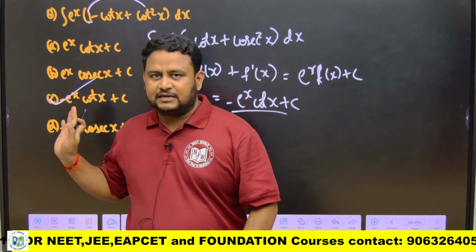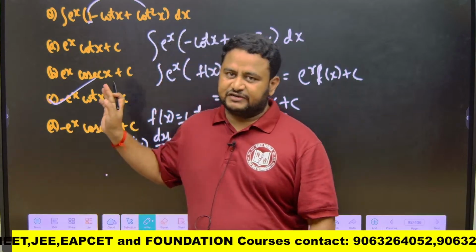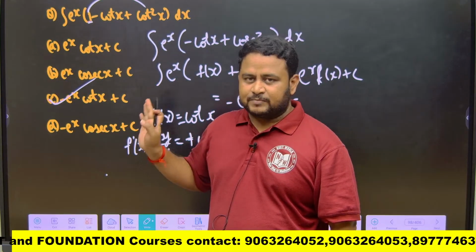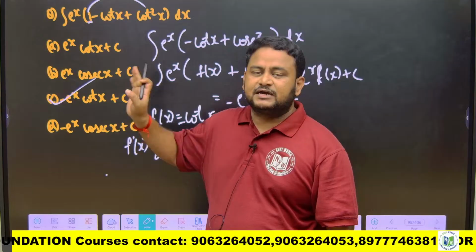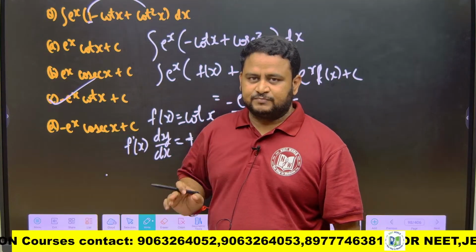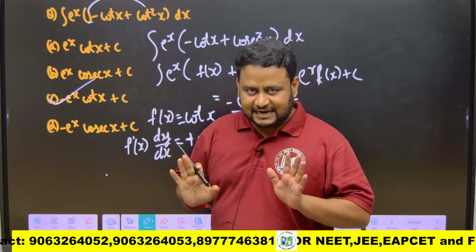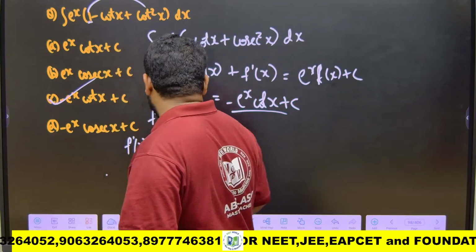Okay, I hope it is clear. Like this we have to solve this question. Here f of x is minus cot x. f dash of x is what? Cosecant square x. Why is it plus cosecant square x? Because f of x is minus cot x. If it was only cot x, then f dash of x would have become minus cosecant square x. Clear? Okay, let us move to the next one.